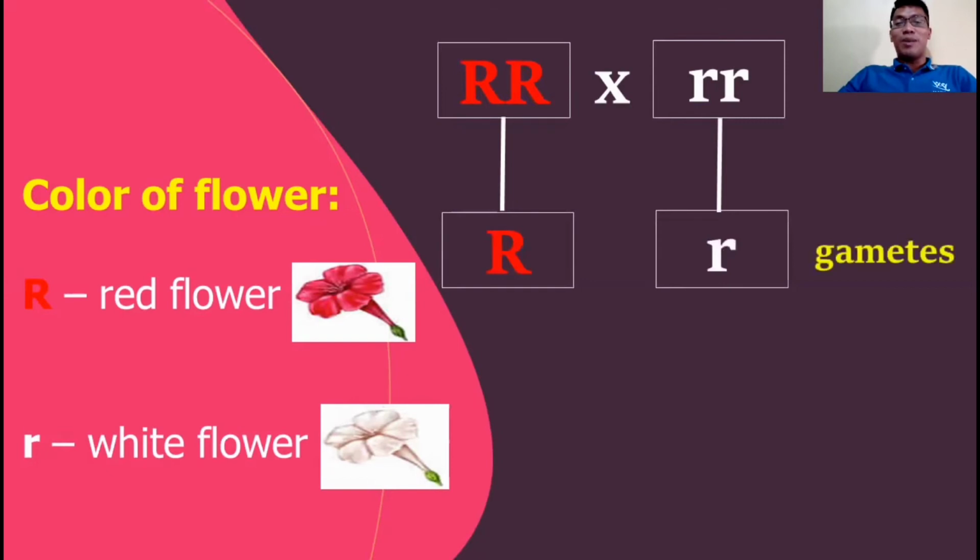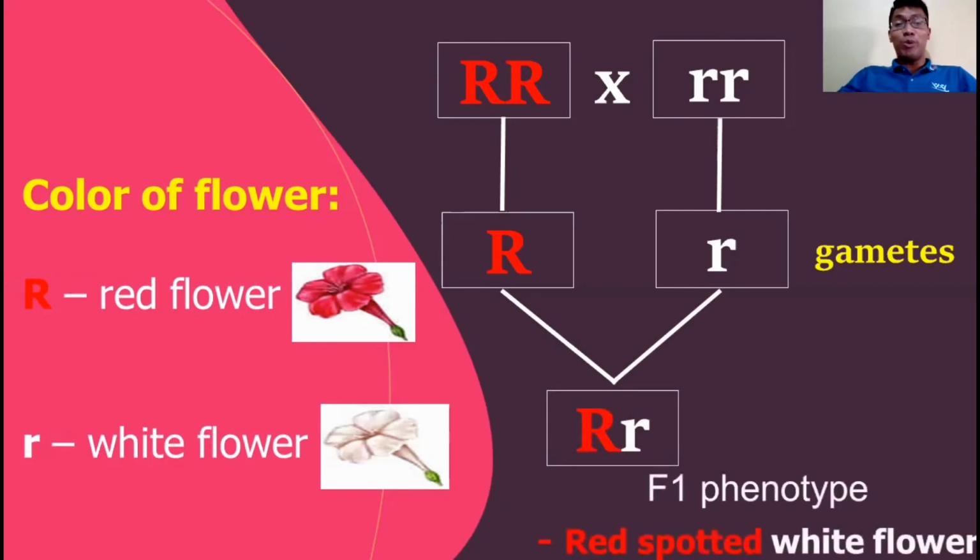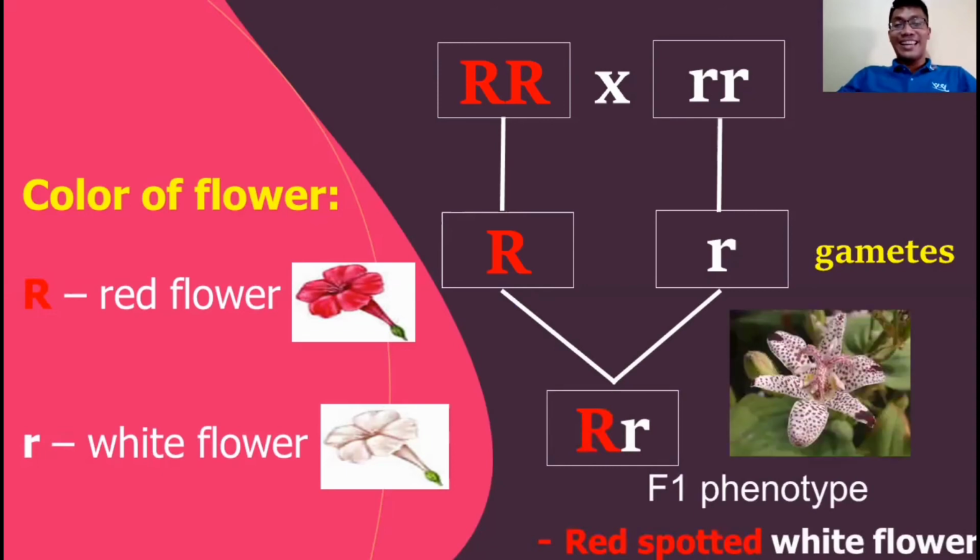Again, for the formation of gametes, we would have this one. It's supposedly 2 capital R and 2 small r, but for simpler analysis, we just represent it as 1. And when we cross them, we produce 1 capital R and small letter r. And so, its phenotype would be red spotted white flower. And it looks like this. If you have observed, the color red and the color white appeared in their offspring.